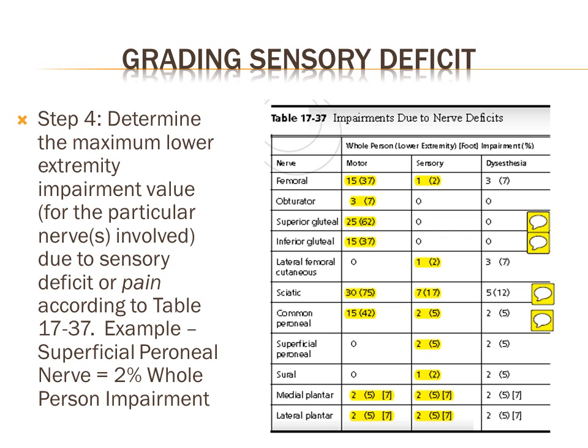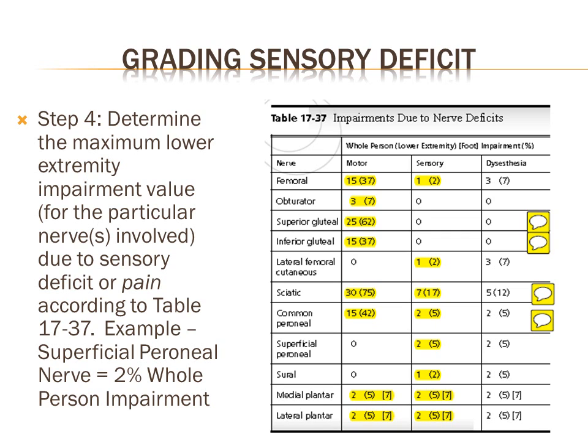And what types of activities of daily living rely on the foot? I guess this would include mostly ambulation, and I guess severe pain could interfere even with, I guess, mostly ambulation. Would you agree? Okay, so that's step 4, is to determine the maximum lower extremity impairment value for the particular nerves involved.